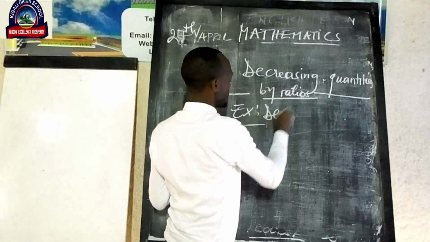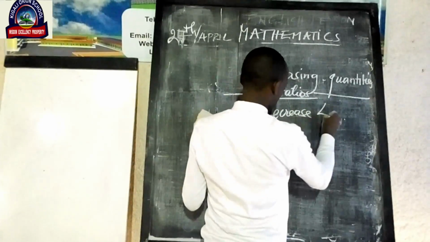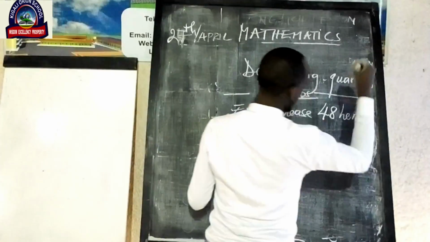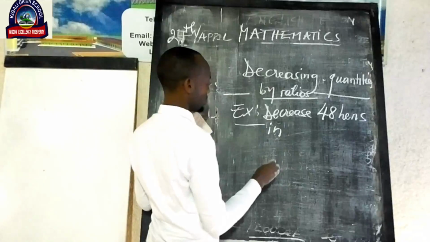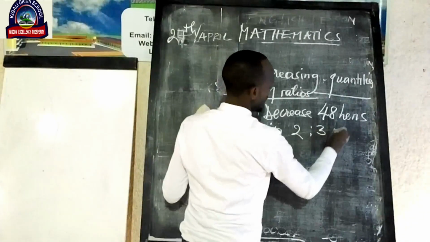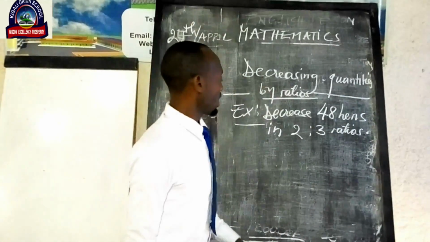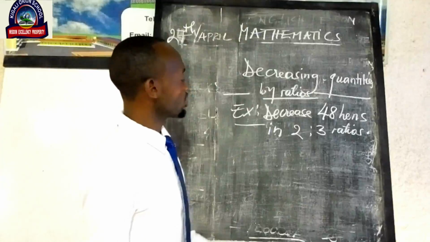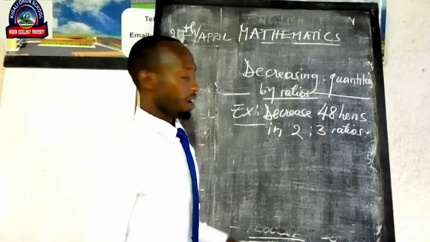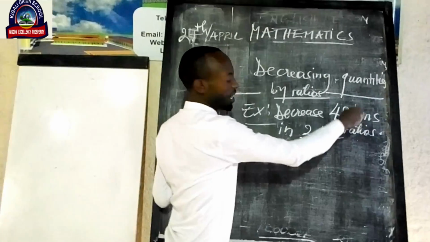Decrease 48 hands in 2:3 ratios. That is an example. Decrease 48 hands in 2:3 ratios. As I've told you, the first one is new and the second one is old.